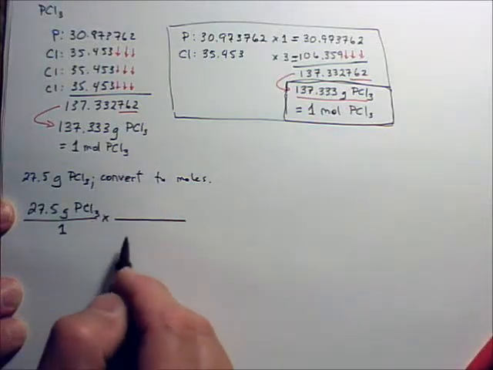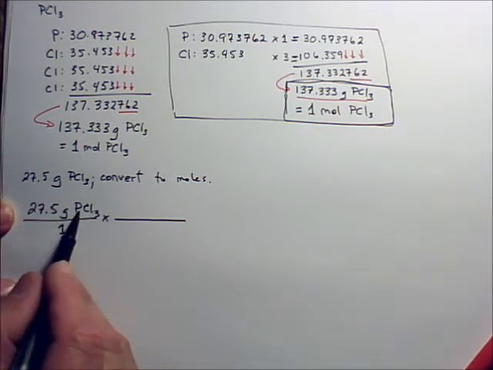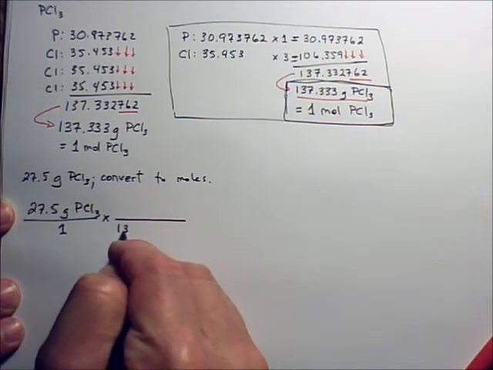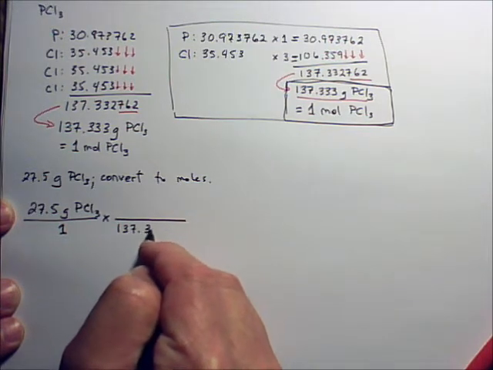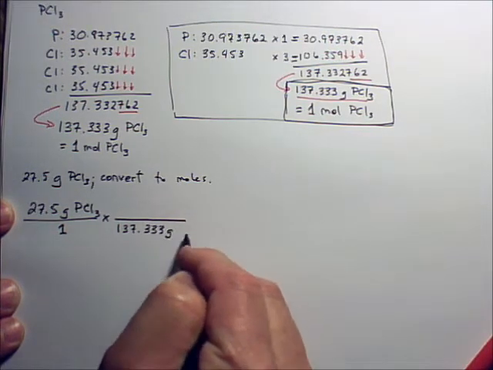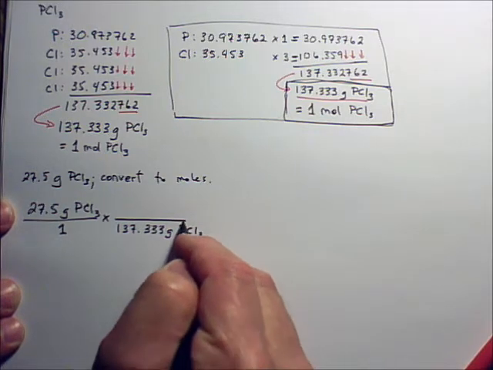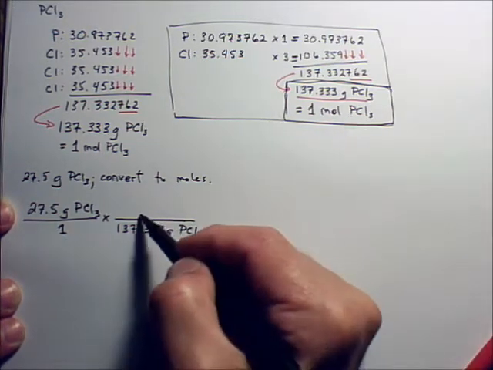Okay? I want to match the units and species on the bottom here with what's on the top here. So 137.333 grams of PCl3. And the other side of the equality statement is going to go on the top.